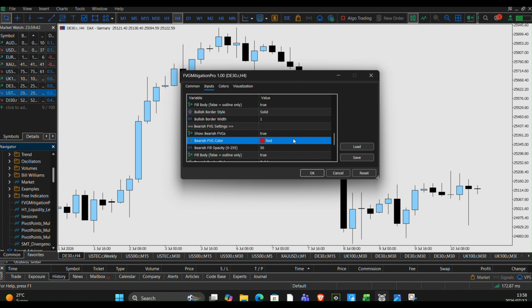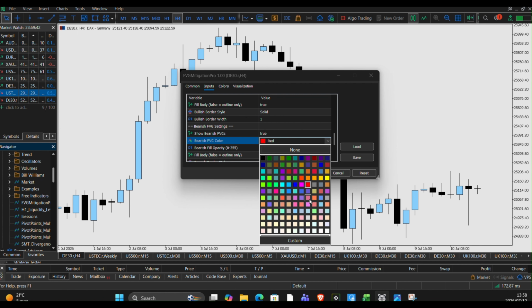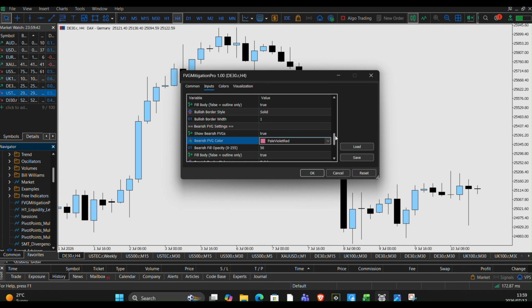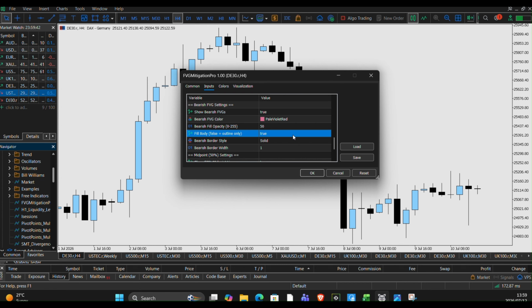Next is the bearish fair value gaps. Let's keep that as pale violet red. And everything else is true, solid 1.